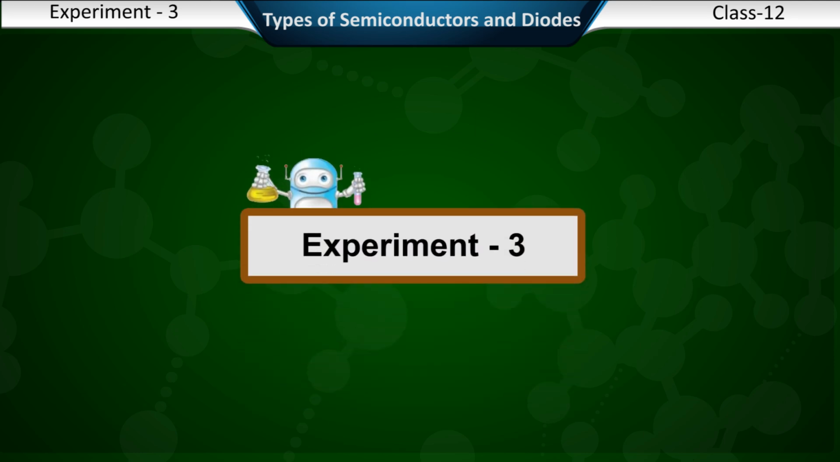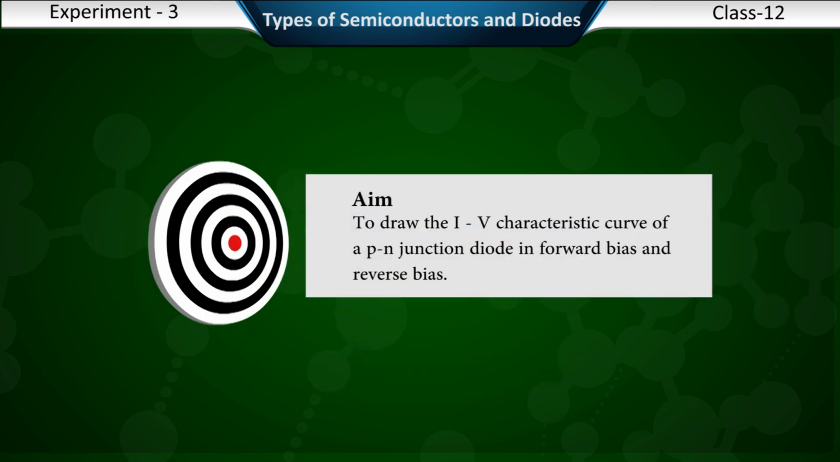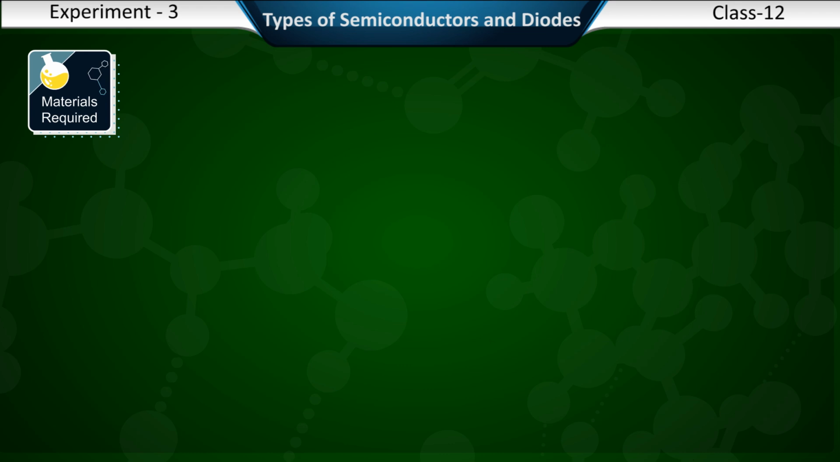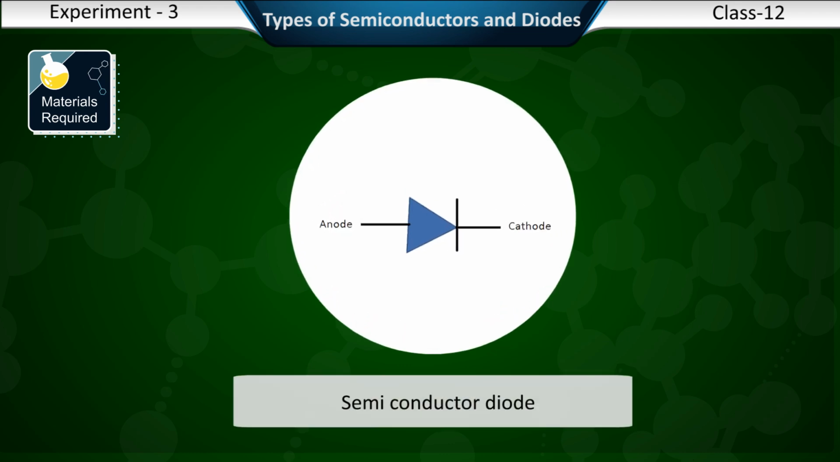Experiment 3. Aim: Draw the I-V characteristic curve of a P-N junction diode in forward bias and reverse bias. Apparatus and materials required: a P-N junction semiconductor diode.